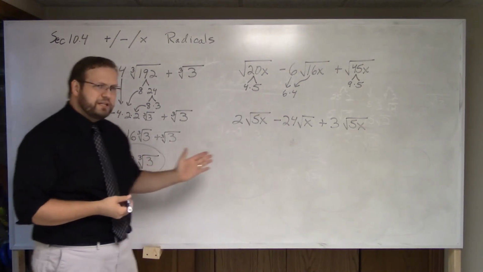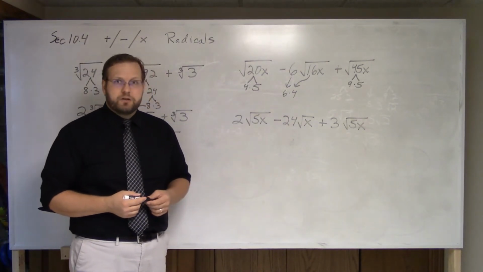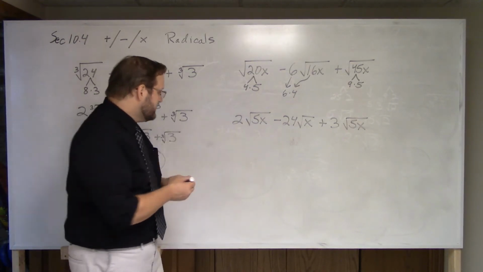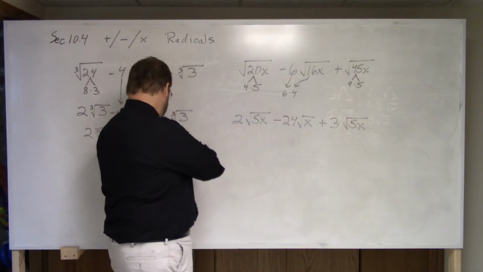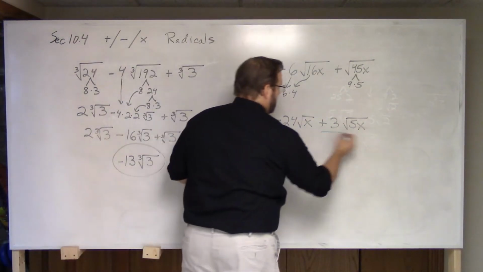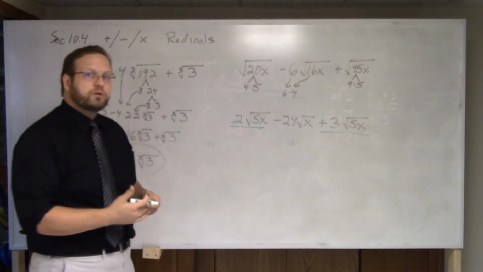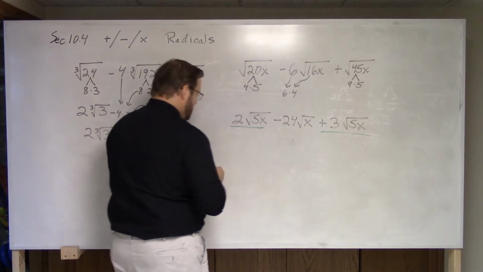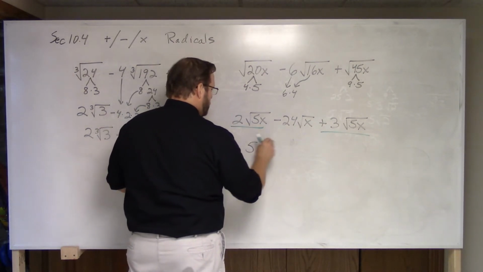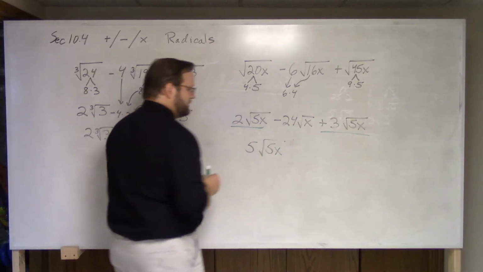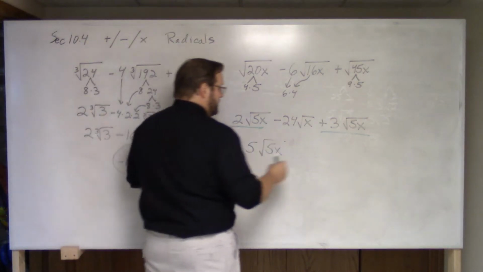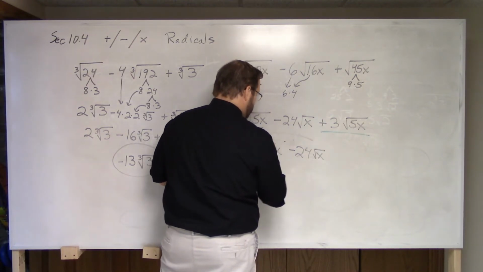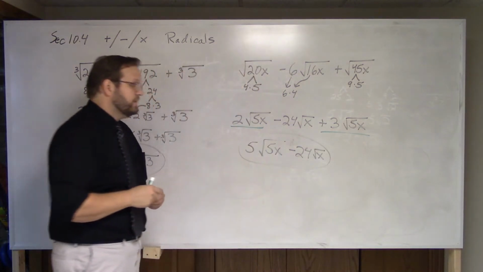Okay, now, do all these just add up together? In this case, no. Again, they all have x's, but the whole radical has to match. So these two terms are like terms. But then that middle term stands on its own. So what we have is 2 plus 3 is 5 square root of 5x. And then we bring down minus 24 root x. And that's the best we got.